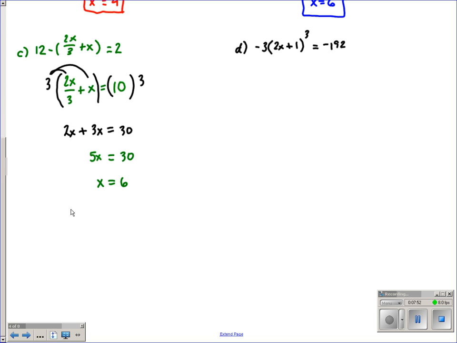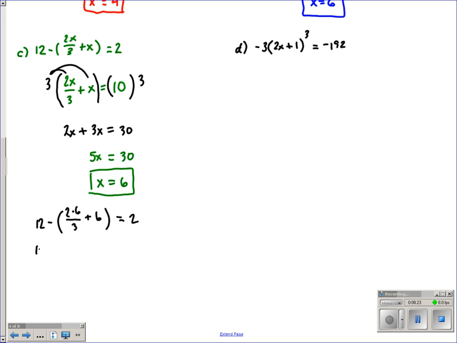To check, let me mark this answer here. Say that x equals 6. Check it in black down here. We've got 12 minus 2 times 6 over 3 plus 6. And we say that should equal 2. So as long as all this adds up to 10, we'll be good.